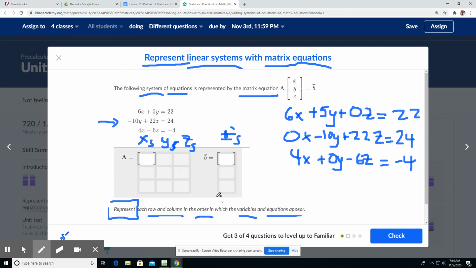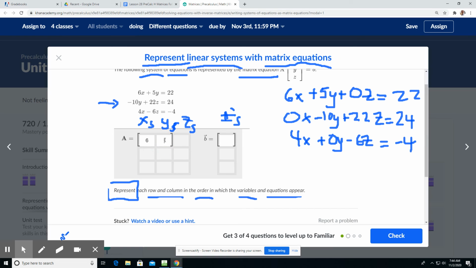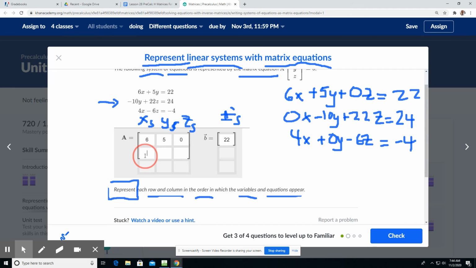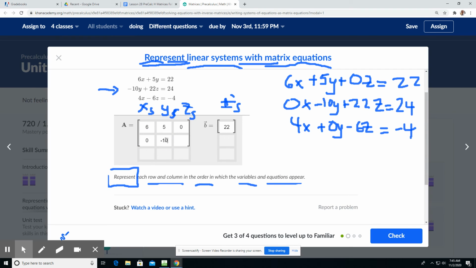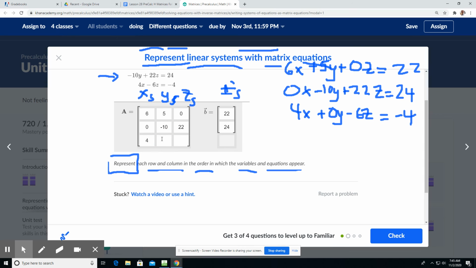And then we just put down exactly what the coefficients are in the rows and columns in the same way. So we've done the work of the ordering, and then we just fill them in. Not too bad. So that's going to be 6, 5, 0, 0, -10, 22, 4, 0, -6. And lastly, 22, 24, -4.